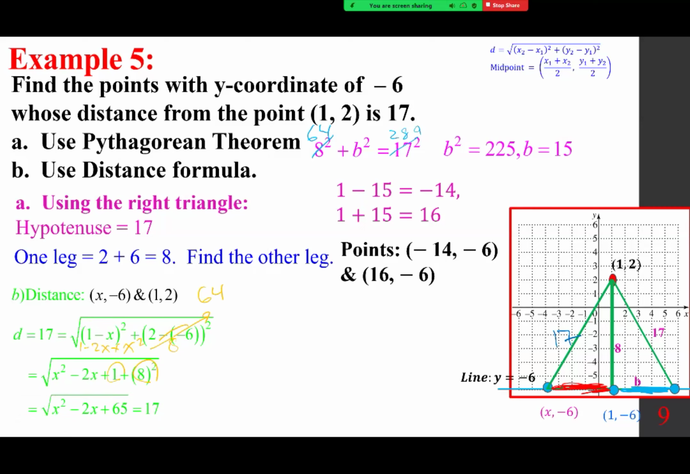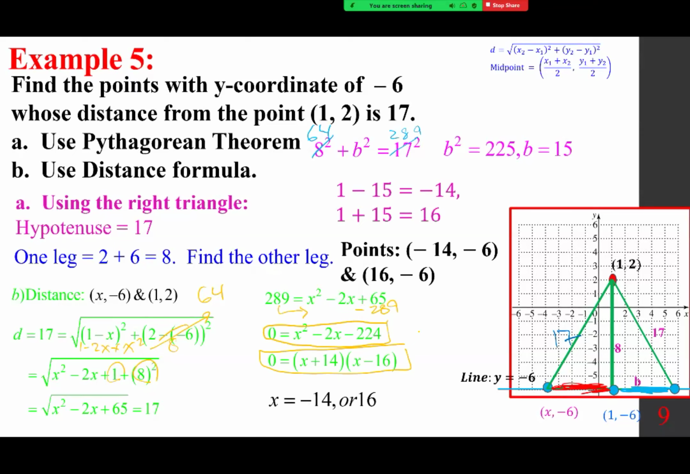So if you square both sides, x squared minus 2x plus 65 is 289. And we are going to move 289, subtracting it from the left side, and we end up with negative 224. And this one, you can use the quadratic formula or you can factor it easily. And x is negative 14 or positive 16, as we had found previously using the Pythagorean theorem.